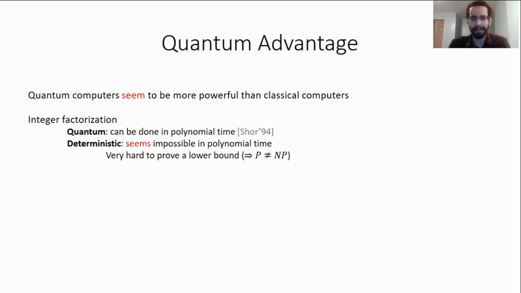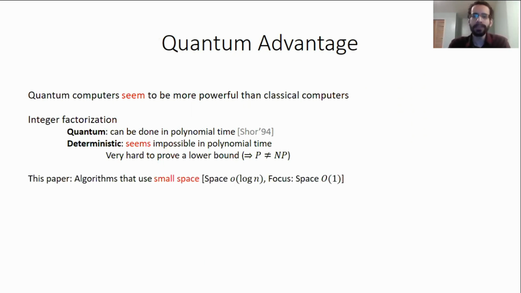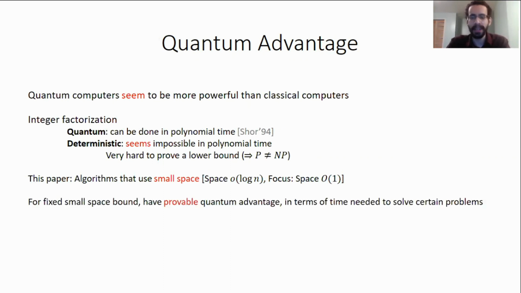In this paper, we consider the quantum advantage question in a setting that's a bit different from the previously mentioned polynomial time setting. Namely, we restrict our attention to algorithms that are only allowed to use a small amount of space. Where here, by small space, we mean sublogarithmic space, that is space little o of log n, with a focus on the extreme case of constant space. Interestingly, in the small space setting, quantum computers provably outperform classical computers in terms of the amount of time they need to solve certain natural computational problems.